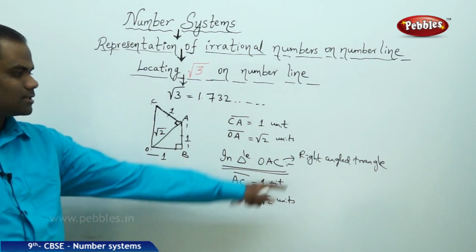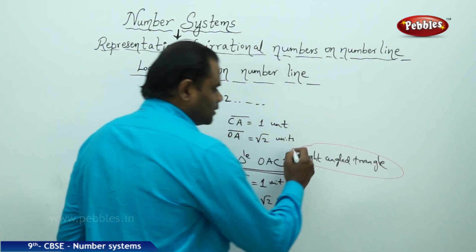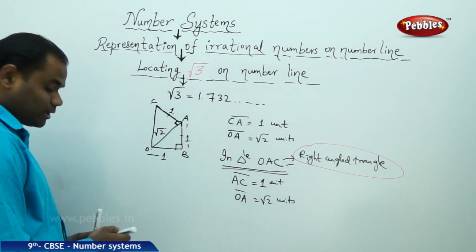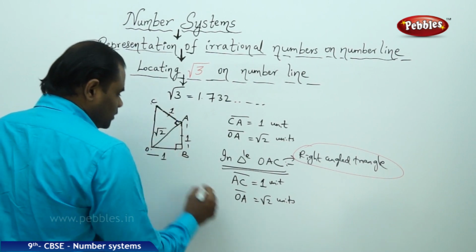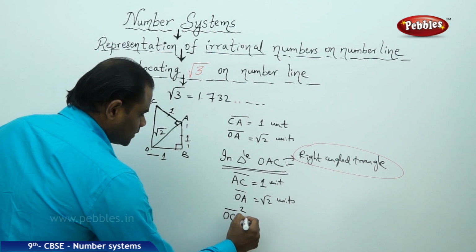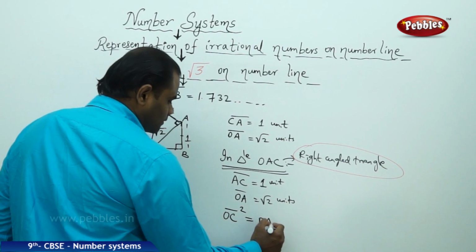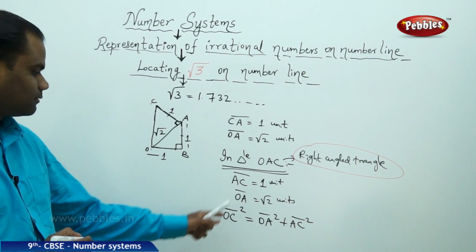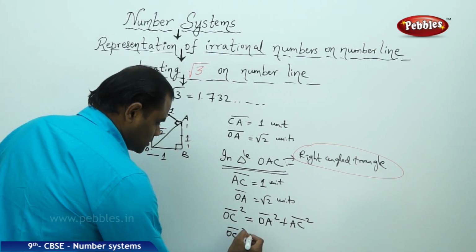Triangle OAC is a right angled triangle, and therefore we are going to focus on the Pythagoras theorem. So let's see what happens with Pythagoras theorem applied here. We know that in right angle triangle OAC, the hypotenuse OC square is the sum of squares of the other two sides, that is OA square plus AC square.